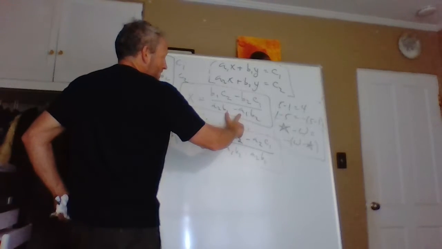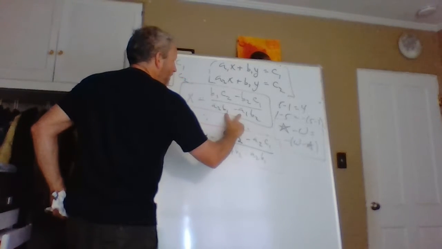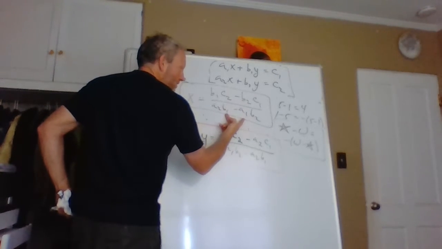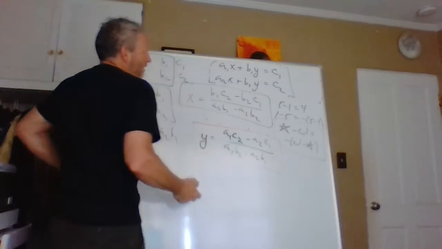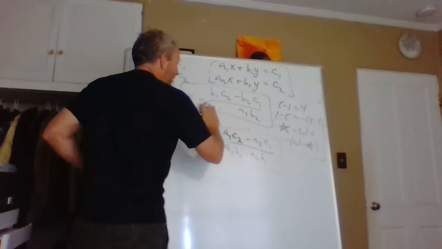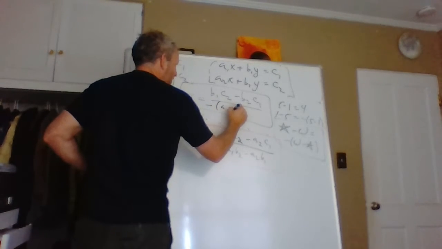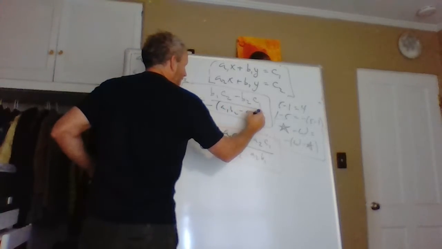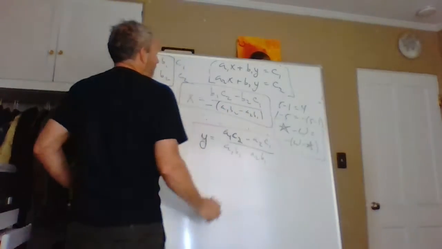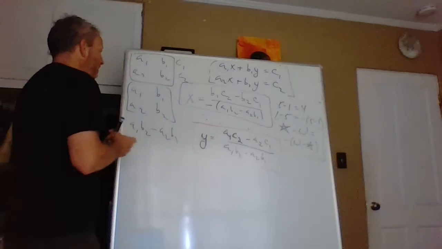In a way, look at this denominator. I really want this. I really want this. So how can I get that? Well, I can just flip it around, put a negative sign out in front. So I can say negative A sub 1, B sub 2 minus A sub 2, B sub 1. Now that's the negative of the determinant.